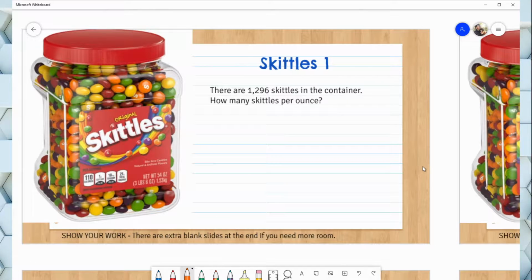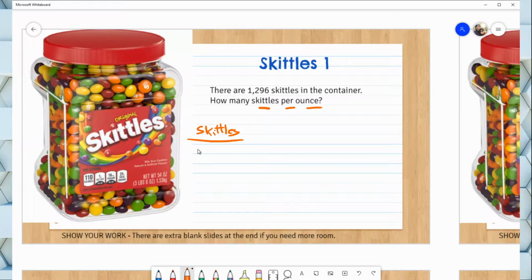On the first slide, it says there are 1,296 Skittles in the container. How many Skittles per ounce? So again, if I was a student, I'm going to start with the words. Skittles per ounce. Okay, so I'm going to start with Skittles. It's going to go on top, and then ounces is going to go on the bottom. And notice the word per is there. Remember what per means. That's for each. So that's going to be a unit rate.